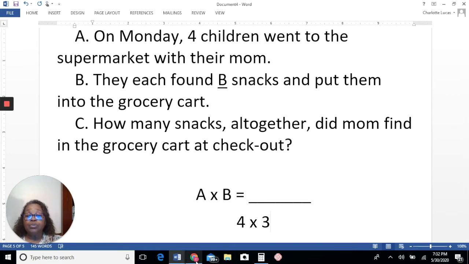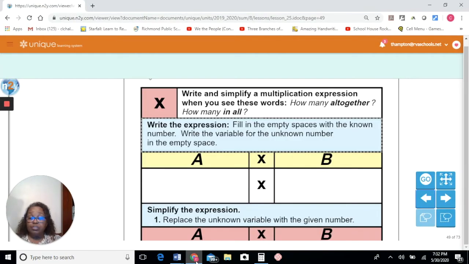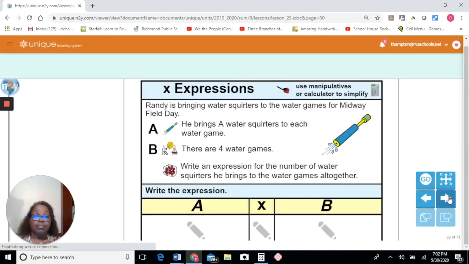So let's go back to our practice session, our practice examples for today. It says to write the expression, and we're going to be using this graphic organizer, and we'll use that to simplify our equations. I love graphic organizers. All right, this is the word problem. This is the graphic organizer. Let's see if we can solve it.